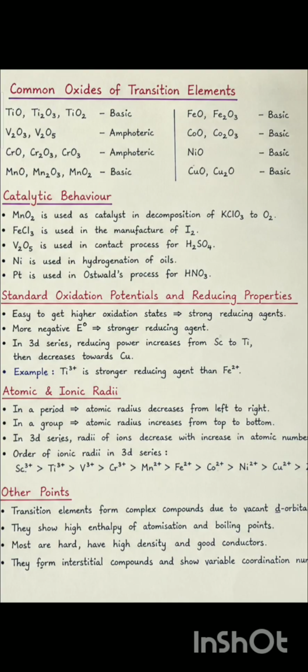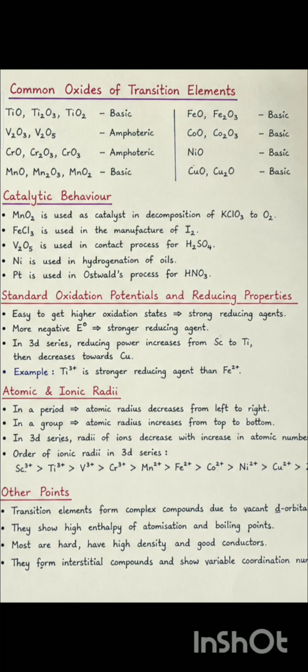And next one is amphoteric. In V2O3, oxygen oxidation state is -2, -2 into 3 means -6, -6 by 2 means +3. It is amphoteric, and V2O5 is also amphoteric. Like that we have to check their oxidation state. In Cr2O3, -2 is the oxidation state, -2 into 3 is -6, and -6 by 2 gives 3. These are also amphoteric in nature.